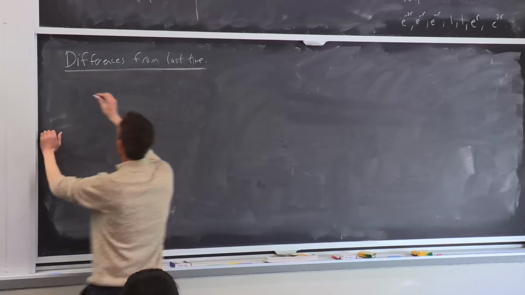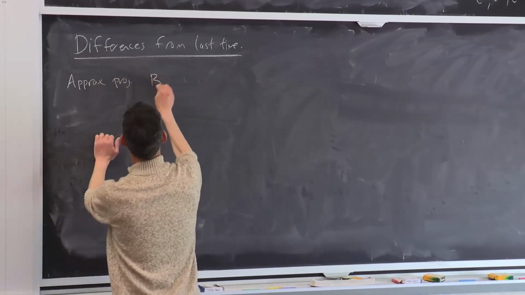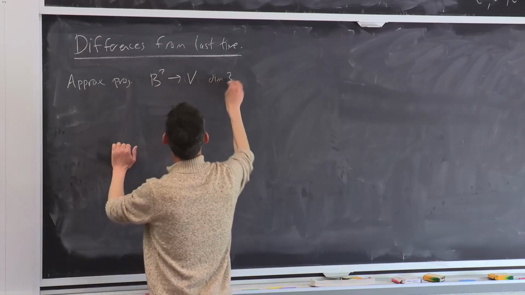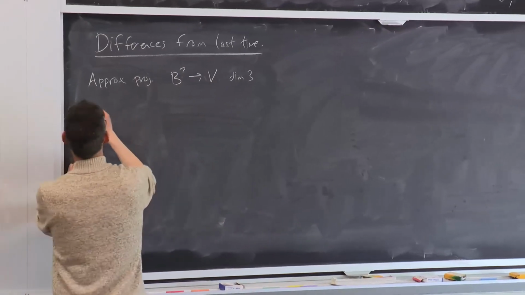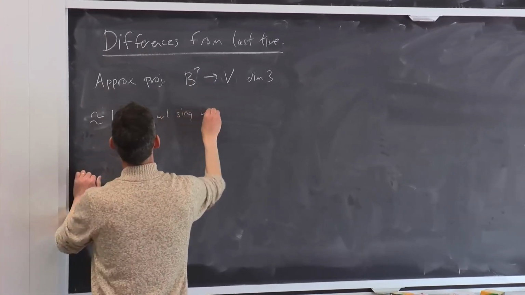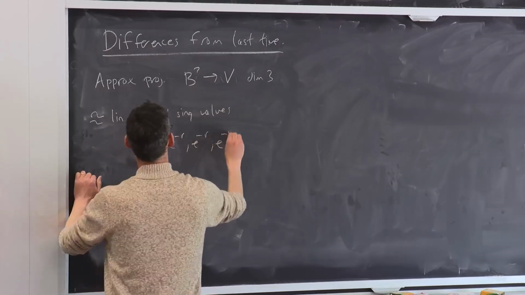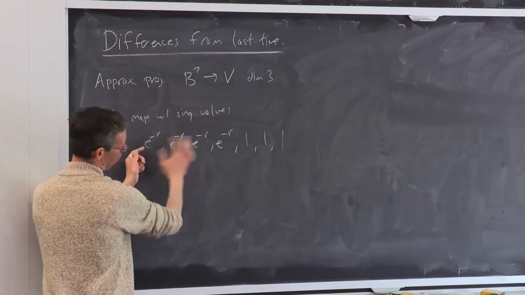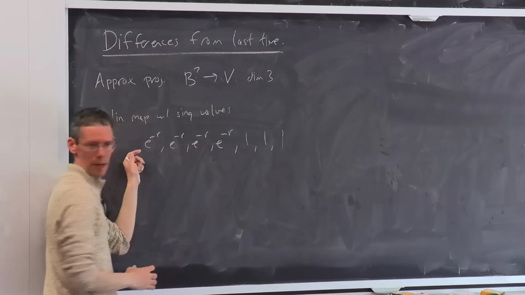Right. So if we had an approximate projection that went from the 7 ball to some vector space V of dimension 3, say, so 4 dimensions are getting squished and 3 dimensions are staying as they are, that would be approximately a linear map with singular values e to the minus r, e to the minus r, e to the minus r, e to the minus r, 1, 1, 1. If I had a linear map like that, these guys are almost 0. So these are the 4 directions that are being squished. These are the 3 directions that are staying the same.